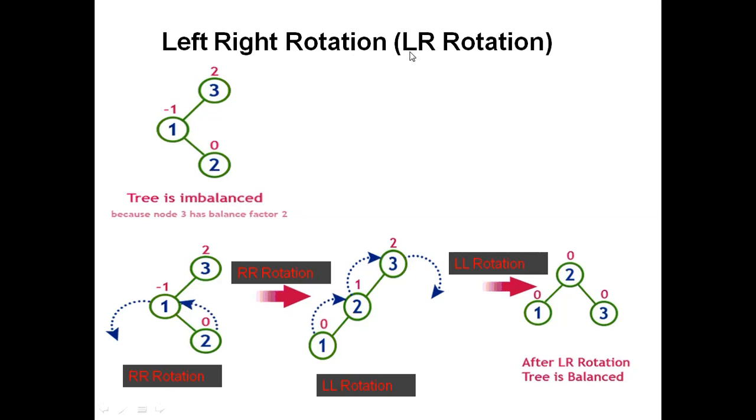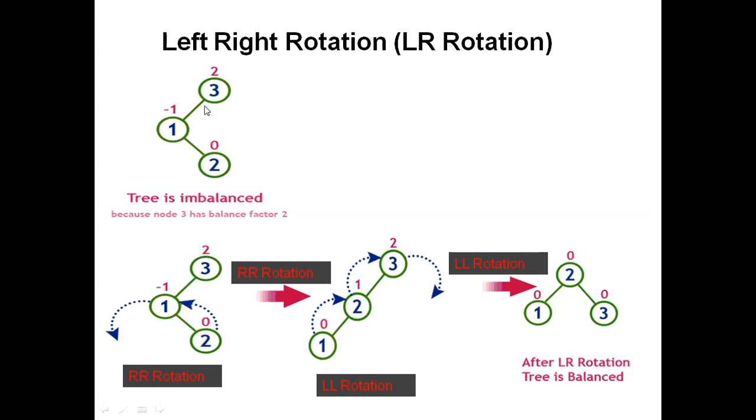If I say LR rotation, it means first of all we have to do RR rotation, and then we have to do LL rotation. Try to understand, again I am repeating this. First of all we do RR rotation, then we do LL rotation, if we are going to take this LR rotation, which is when the node is higher from left to right. Okay, let's see. Earlier in single rotation, what we have seen is that the node which is imbalanced, we move that one itself.